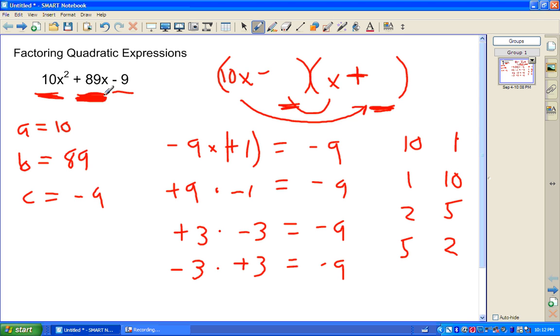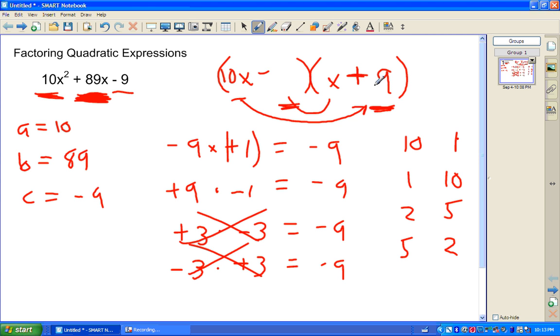How would I get a large number there? Well, 10x times some positive number. If I put a 3 there, 3 times 10 is going to give me 30. If I got a 3 here, I got to have a 3 there. 30 minus 3 is only going to get me to 27 max. I can't do it with the 3's, so the 3's are out. What if I try 9 there? Positive 9 times the 10x is going to give me 90x. Oh, that's really close to my b here.